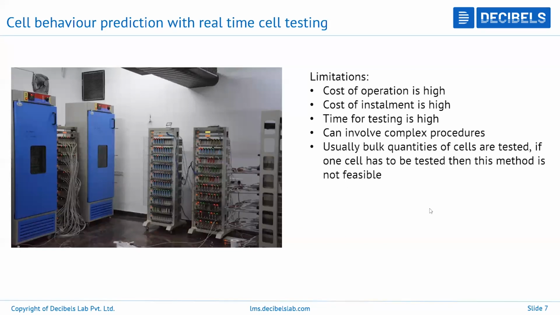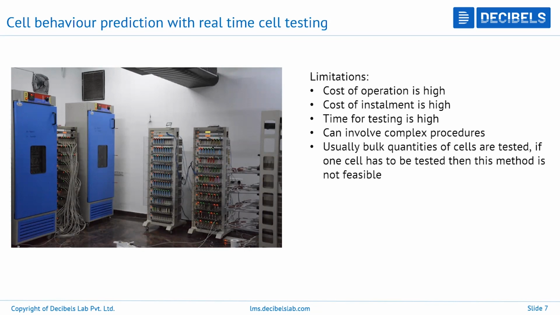So that is one way in which you can estimate and predict how the cell behavior will be. But it has certain limitations, namely that it requires a lot of time, and the cost of operation and testing is kind of high. It is usually highly time consuming, right? To a certain extent, yes, you will get results, but it may take several months, sometimes even years, to achieve the required target.